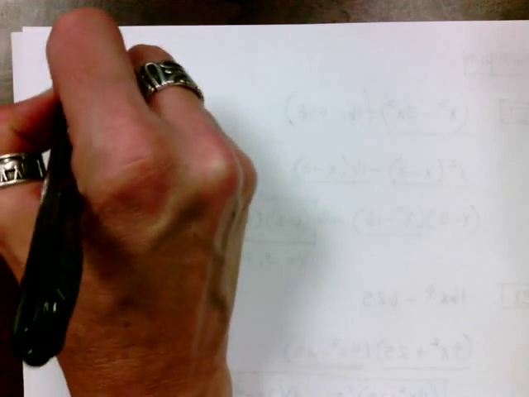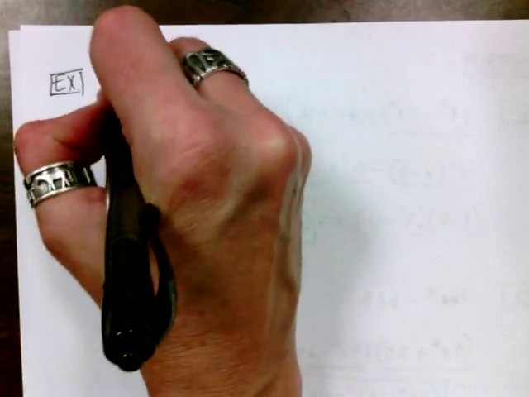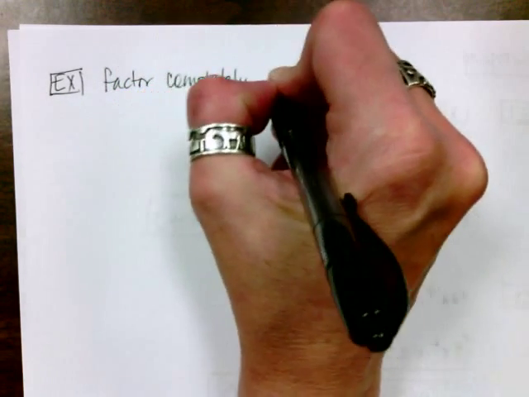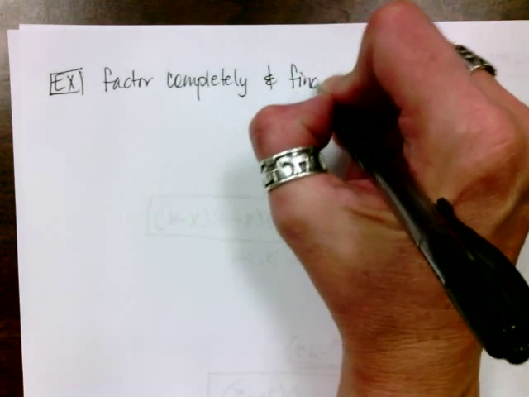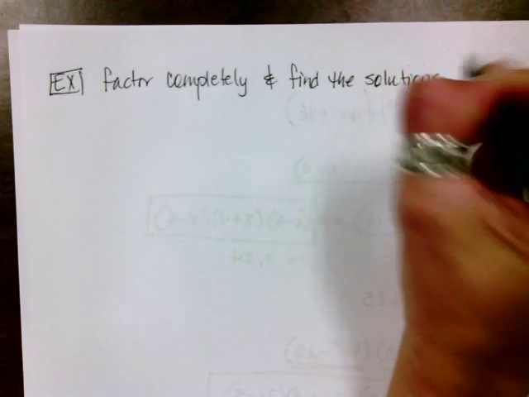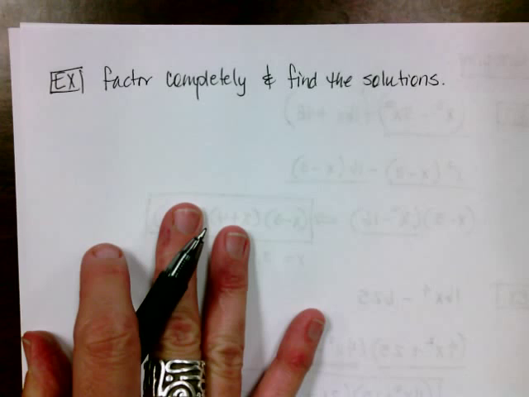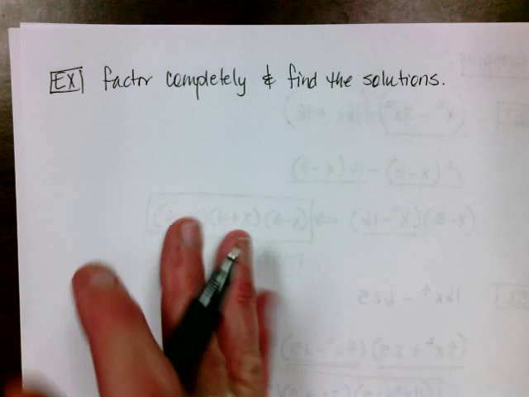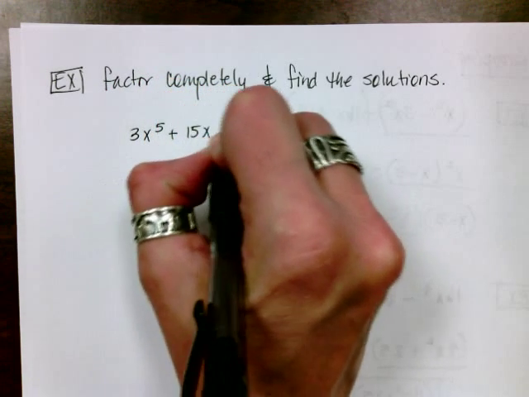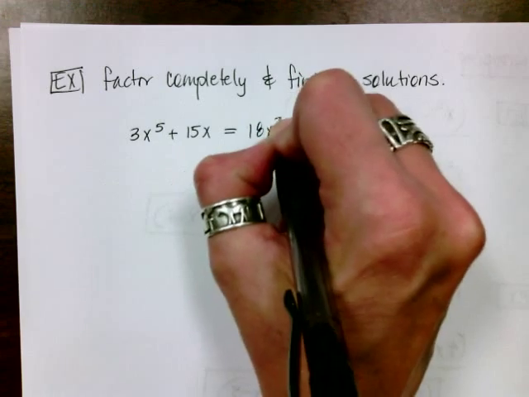All right, I have one more example, and then I'm going to give you your problems. So the next example says something slightly different. It says to factor completely and find the solutions. And remember that my number of solutions has to match the degree of the equation. Whoa, there it goes. Now it's in focus. So I'm going to be given 3x to the 5th plus 15x is equal to 18x cubed.